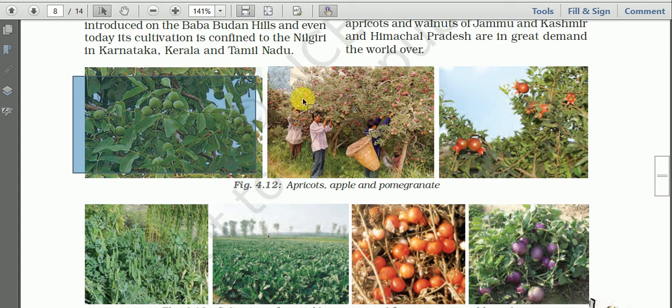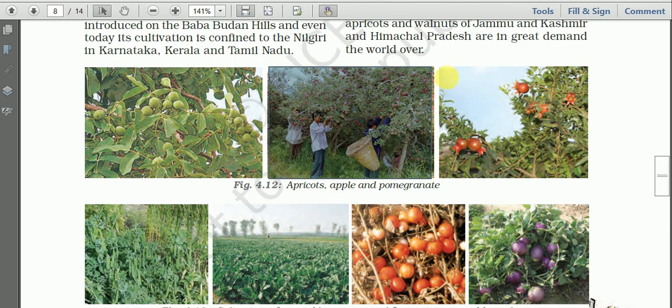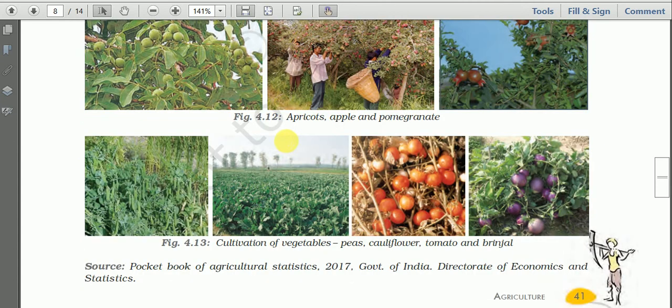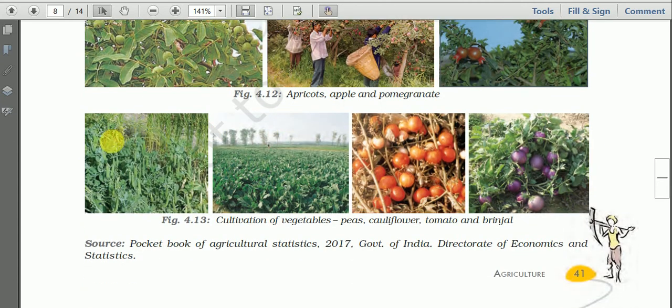Then this is apple, grown in Himachal Pradesh and Jammu and Kashmir. This is pomegranate, kapoi. It is also grown here. Then about the vegetables, we have pea here. This is pea, you have seen, and this is cauliflower.